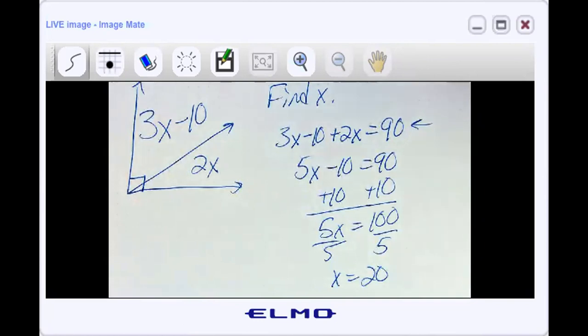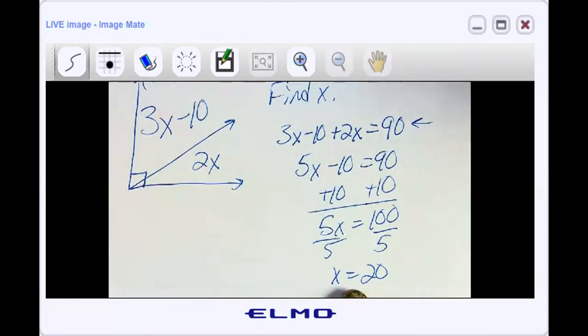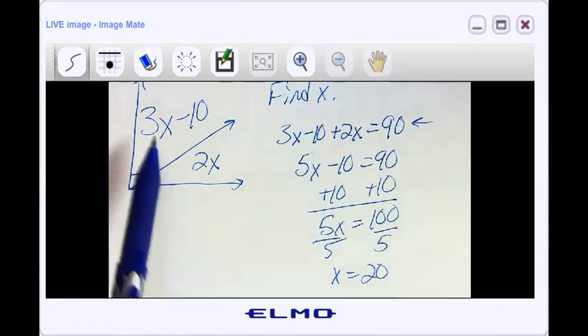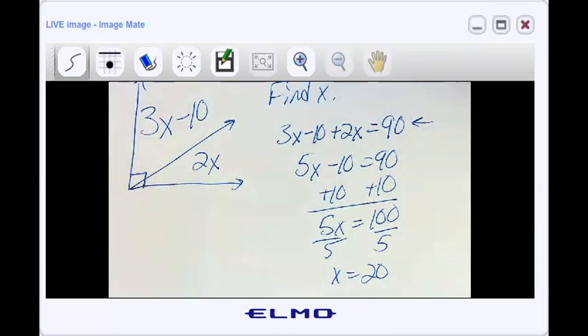And I hope this works. By the way, another great thing about math is that you can check yourself. Gosh, I love that, right? If I know that x is 20, I could very easily find the measure now of each of these angles and verify that it really does add up to be 90.